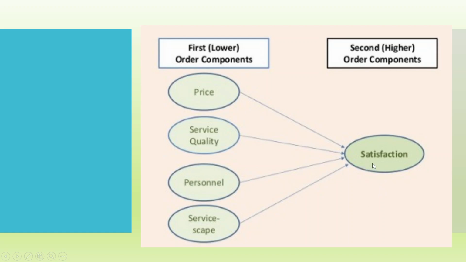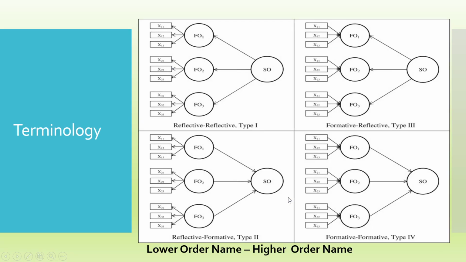So here the satisfaction is considered to be the second order component, and price, service quality, personnel, service cap are considered to be the first order components. Now, depending upon the arrows coming inside the construct or going outside the construct, depending upon whether the statements are causes or consequences, we can have four types of models. Normally, the nomenclature goes this way: first we write for the lower order, whether it is reflective or formative, and then for the higher order.